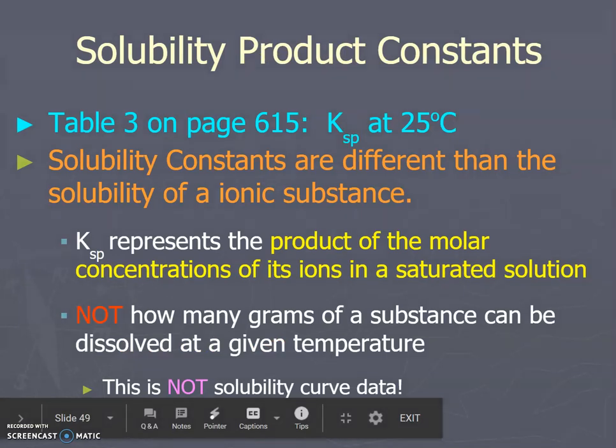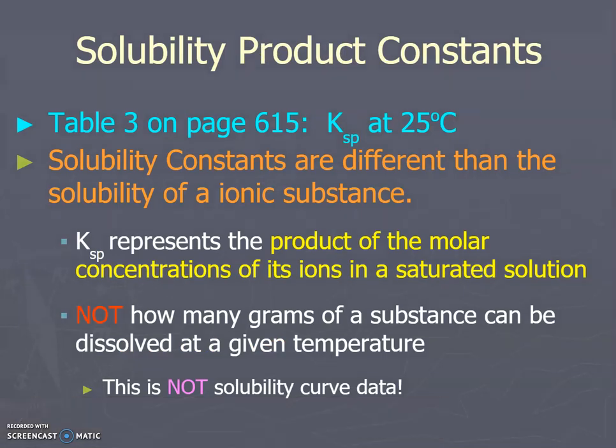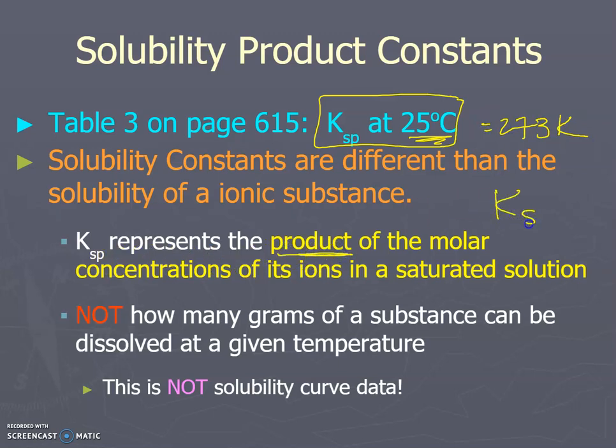In our modern chemistry book, table 3 on page 615 has a variety of KSP expressions. They are different for every substance. They're different for every temperature, because we know that solubility is greatly affected by temperature. So here we are going to talk about room temperature, 25 degrees Celsius or 298 Kelvin. The KSP represents the product, that's why it's the solubility product, of the molar concentration of the ions.